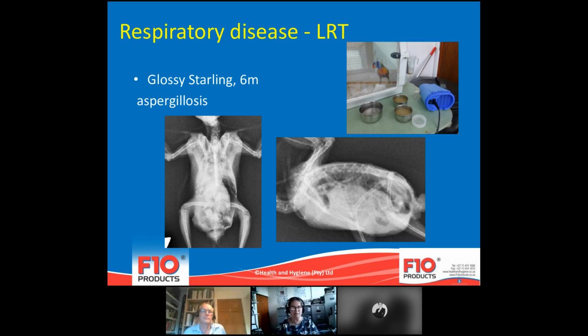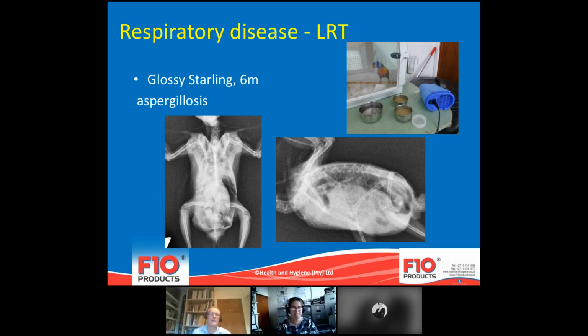So this is clearly a bird that wasn't going to make it. This was a little glossy starling that had Aspergillosis, and I had to euthanize it. But it's really just to say that any bird that presents with respiratory signs, we will usually just start nebulizing them while we're waiting for results to come back. And then obviously it's often a part of the treatment as well.